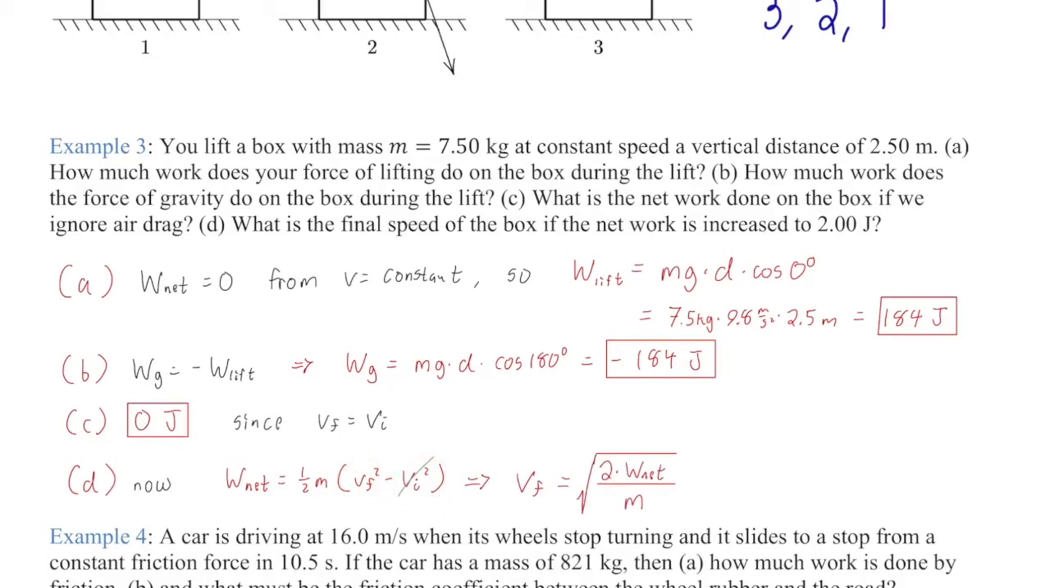Okay, so I'm going to go ahead and set that up. As I solve for V final, just isolating on one side, I end up with 2 times net work over m inside the square root. So this is kind of a useful equation. This will come up quite a few times. All right, so plug in our values.